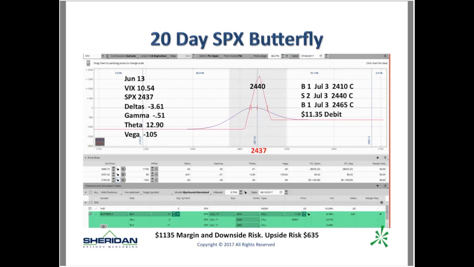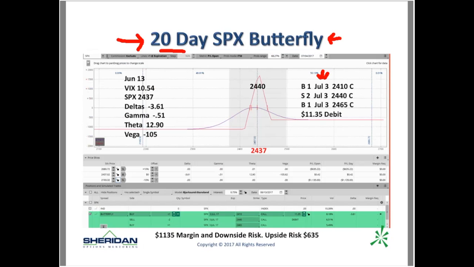So here would be an example of a type of trade that we would do. Again, this won't be the exact trade I'll be doing, but it's an example, so at least we can talk about it a little bit. This would be a 20-day SPX butterfly. 20 days means the expiration. In this case, the expiration is July 3rd. From today, that's 20 days, right?